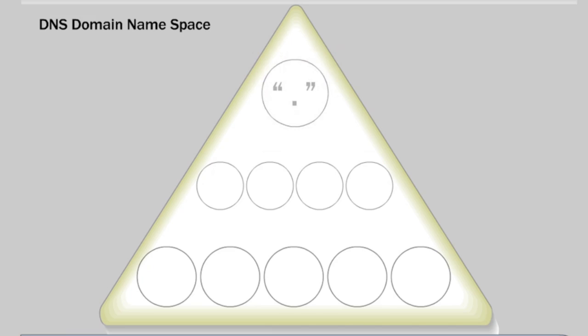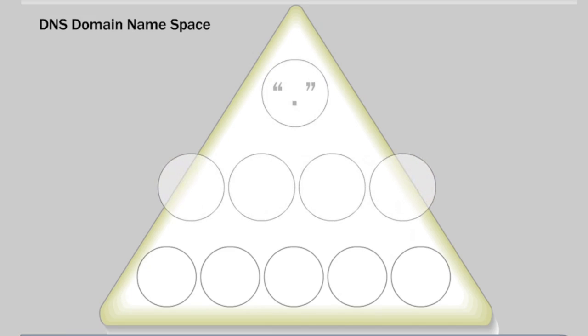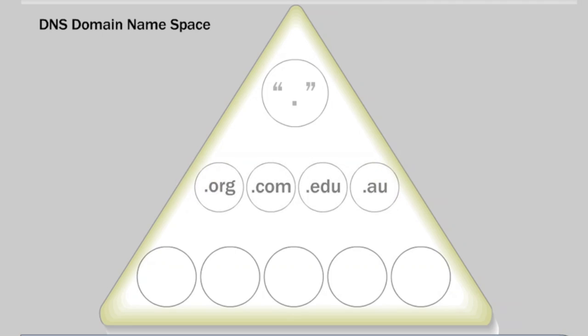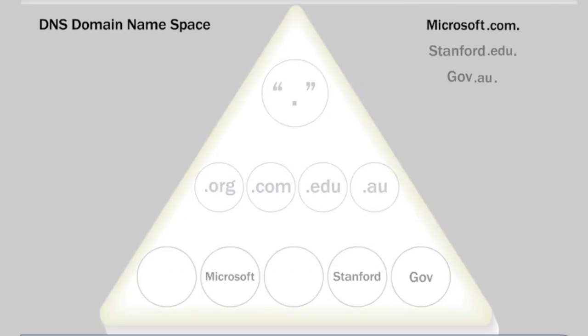Below the DNS root domain, the top level or first level domains are organizational types. For example, org is used for non-commercial organizations, com is used for commercial organizations, edu for educational organizations, and au for geographical designations such as Australia. Second-level DNS domains are registered to individuals or organizations such as Microsoft.com, the Microsoft Corporation domain, or Stanford.edu, the Stanford University domain, or gov.au, the domain for the Australian government.